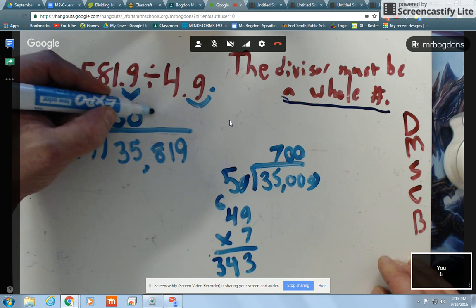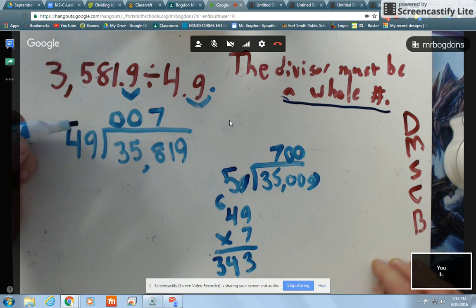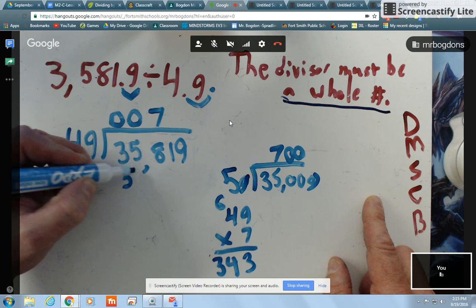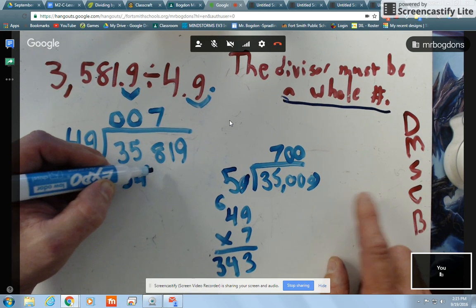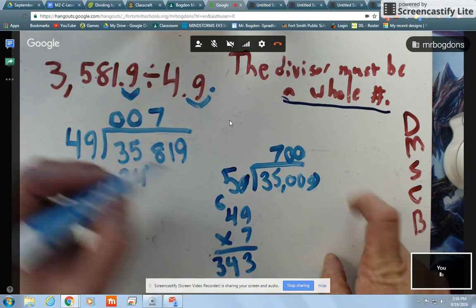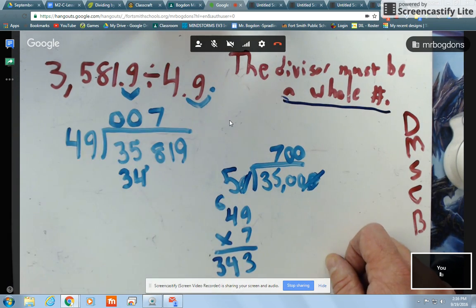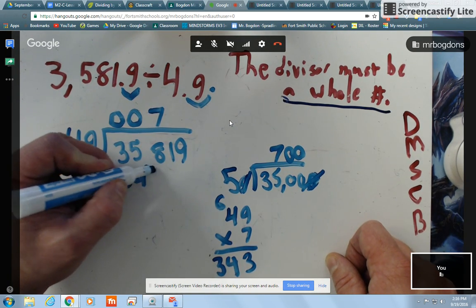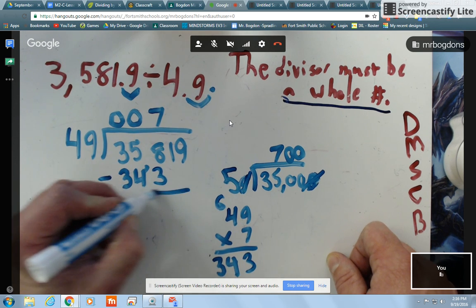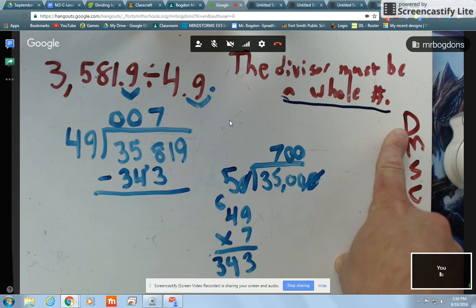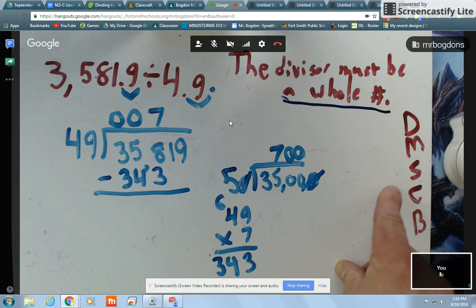I'm going to write down my 7. Then I'm multiplying. Is that a 0 on the 35 or not? It was a 0, and then I crossed it out. Good question. Thank you for pointing that out. So I divided, I multiplied. What's my next step? What's my S? Subtract. Step by step by step.